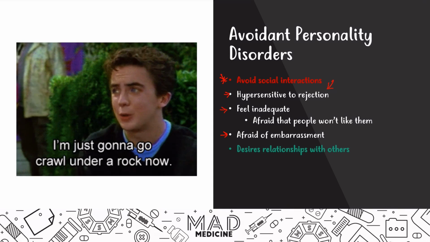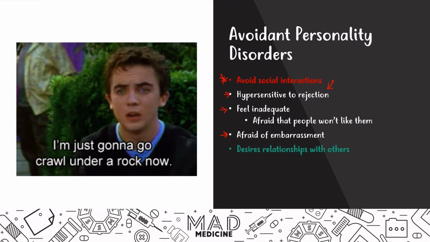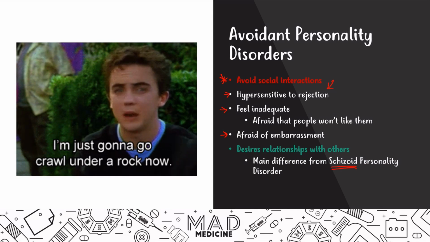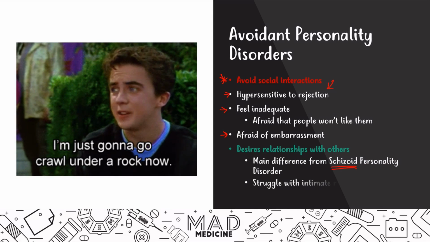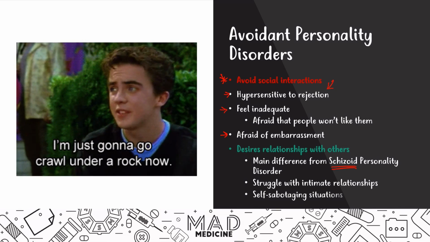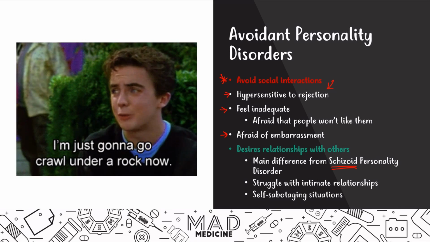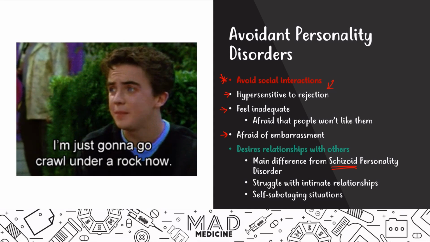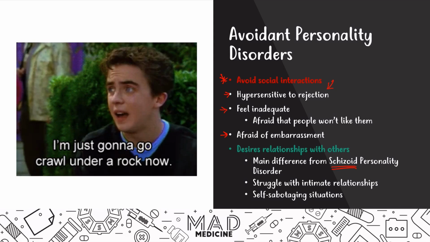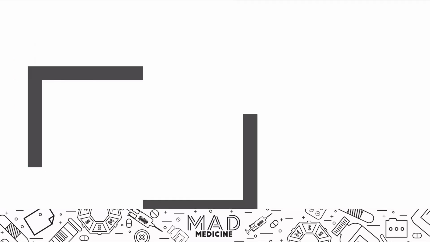That's different than schizoid, because in schizoid, they don't want to have relationships with anyone else, right? That's what we just wrote right here. It's the main difference. They also struggle with intimate relationships, like we discussed earlier, and they often have self-sabotaging situations. Often that's what ends up leading them to break the relationships that they may have. So that's avoidant personality disorder.